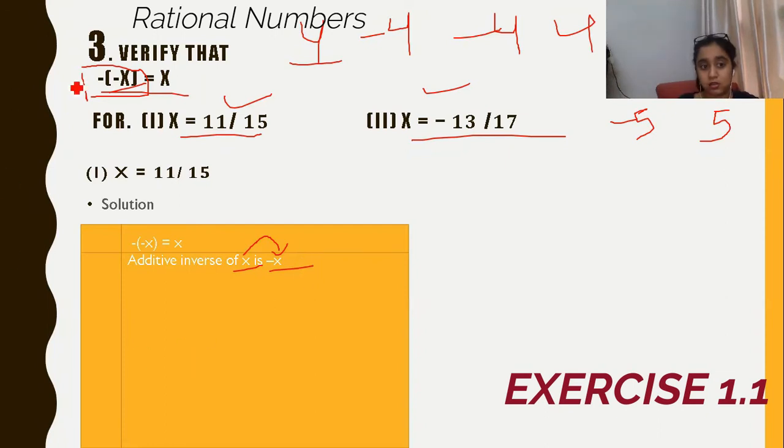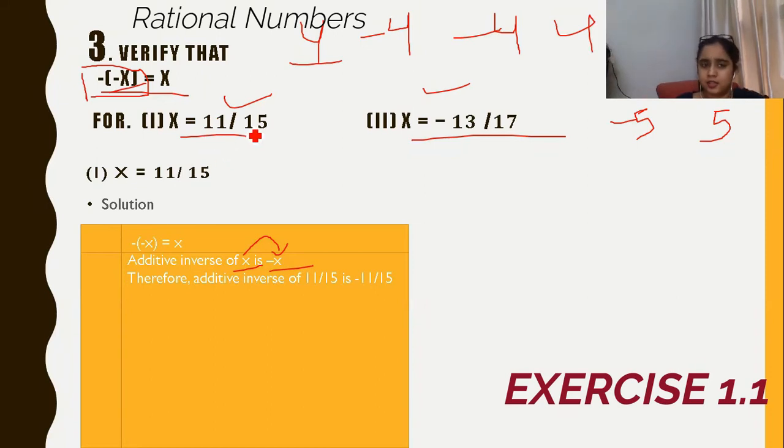Because in the left hand side I want minus x. So how will I get minus x? It's simple. If I take the additive inverse of x, I will get minus x, because minus x is the additive inverse of x. So don't be too confused. It's very simple. We will find the additive inverse of x, that is minus x, and the value of x given is 11 upon 15.